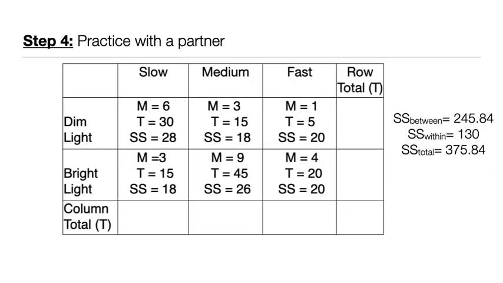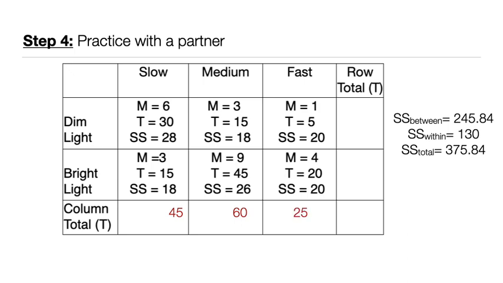Again, when we look at the information that we have, what we're going to need for step 2 is we're going to need to calculate the T's just looking at the effect of tempo, and we're going to need to calculate the T values just looking at the effect of light. So we're going to want to combine those, and so for our slow condition, we'll take our total of 30 and we'll add our total of 15. That gives us a total of 45. For our medium condition, we'll do 15 plus 45. That gives us 60. For our fast condition, that will be 5 and 20.